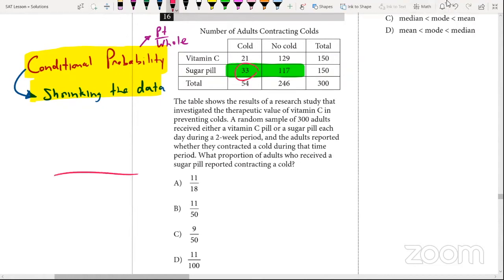So how many people received the sugar pill? 150, which is the 33 plus 117. And how many of those 150 got the colds? 33 of them did. So the answer is 33 over 150. And it simplifies, divide by 3 on both sides, to 11 over 50. So the answer number 16 is going to be B. Going over to number 17.